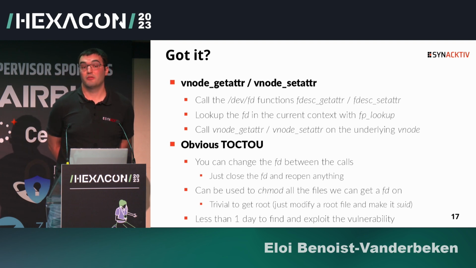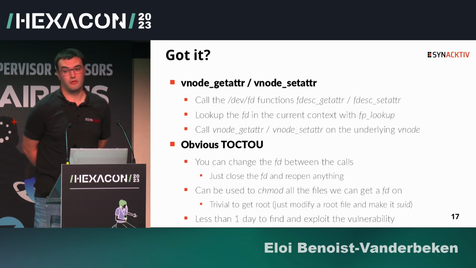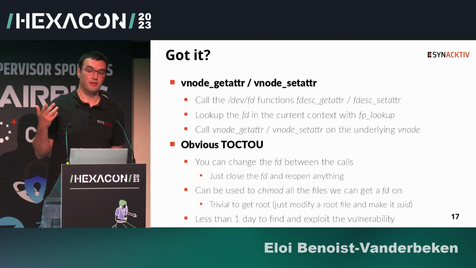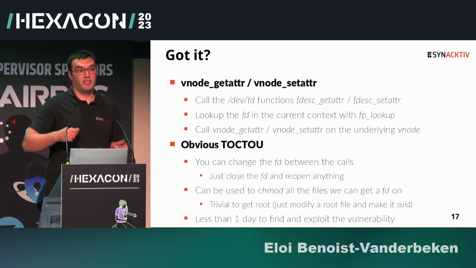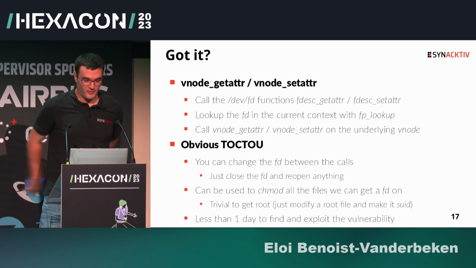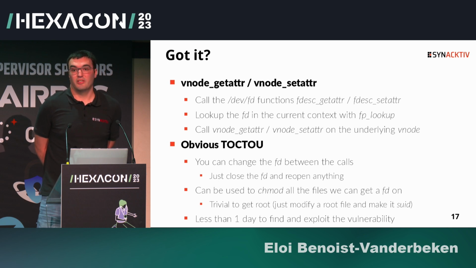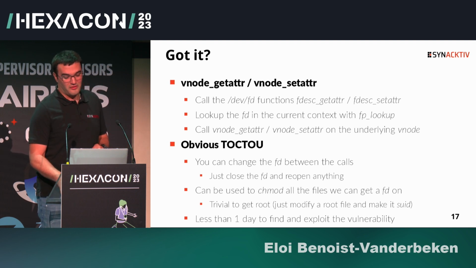So it's really easy to get root with that. You just have to modify a root file and make it SUID. So you just get write access. You change the mode to get read-write access to the file, and then you make it SUID, and that's it. So it actually took me less than a day to find and exploit the vulnerability, once I started to take a look at the devfd code.